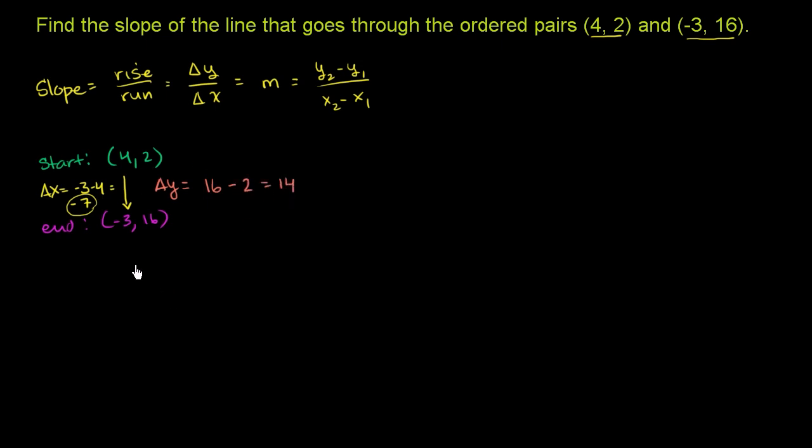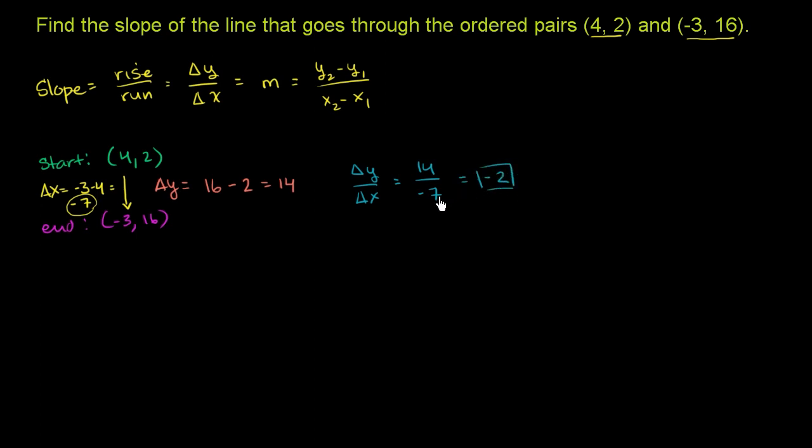So what is the slope over here? Well, the slope is just change in y over change in x. So the slope over here is change in y over change in x, which is our change in y is 14 and our change in x is negative 7. And then if we want to simplify this, 14 divided by negative 7 is negative 2.